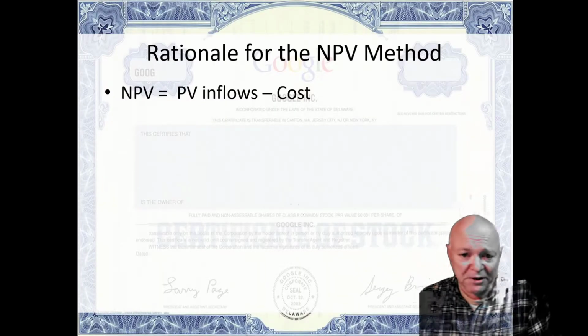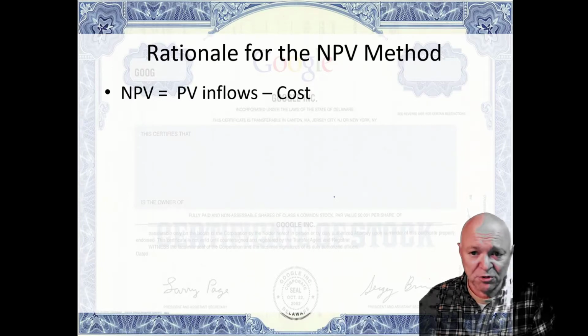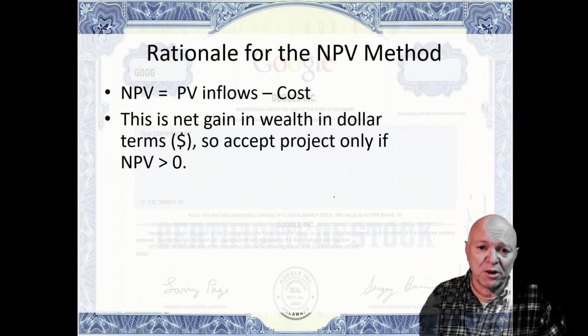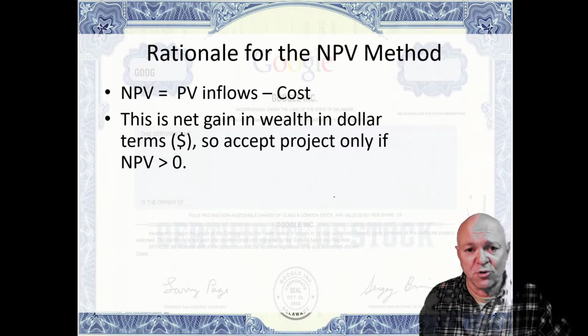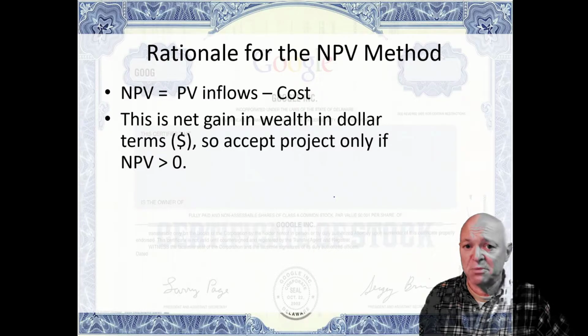The NPV method is essentially the method which equates the NPV of the project to the present value of the inflows less the cost. So whatever the cash inflows are going to be in present value terms, less the original cost of the project. It's the net gain in the wealth in dollar terms, and we accept the project as long as the NPV is greater than 0. In practical terms, you say that is true. In theoretical terms, you'd say you'd even accept the project if the NPV was exactly equal to 0, because that would mean that you're giving a fair return to the investors.